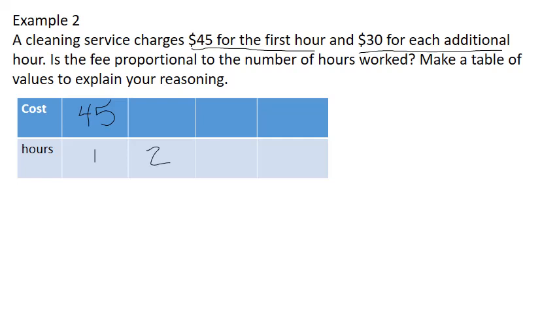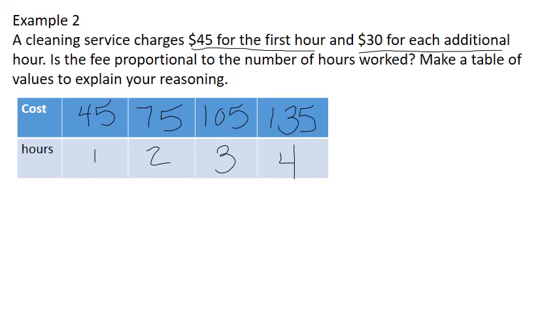We're already paying 45 for the first hour. And now we need to add 30 onto that because it's an additional hour. So 45 plus 30 gives us 75. For the third hour, you're still paying 75 plus 30 more is 105. And for the fourth hour, you're still paying 105 plus 30 more. So 135.